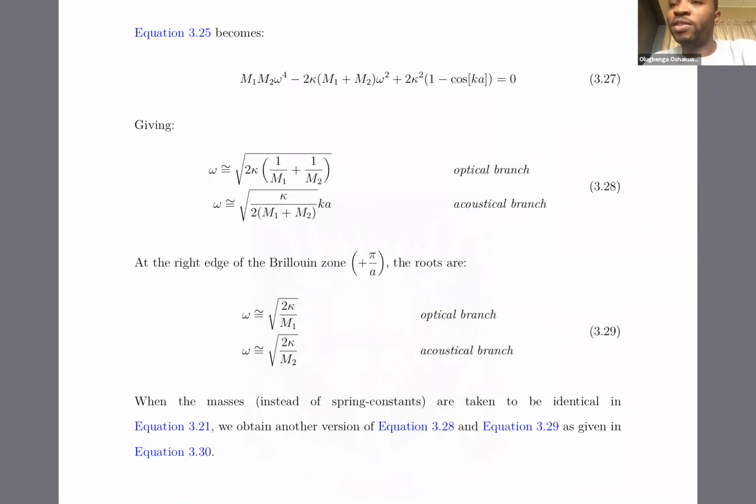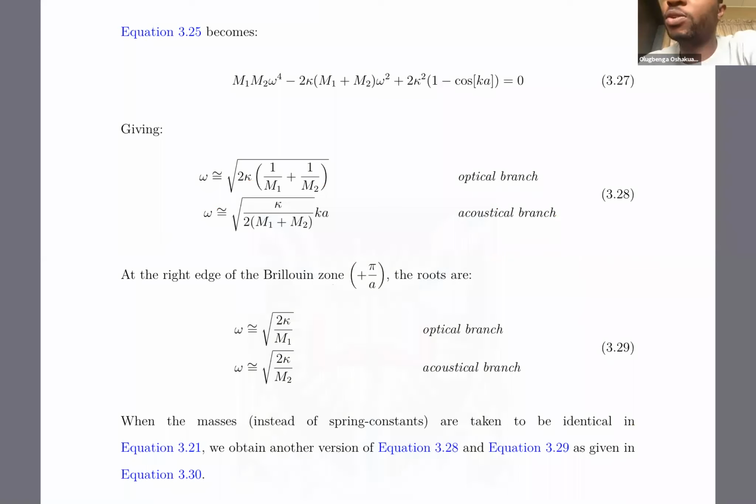So let's continue by saying our kappa is constant in equation 27. We are going to have two solutions, which are given in equation 28. You can see that we are relating omega with wave vector. But in this case, we are going to see what's happening at the optical branch very soon.